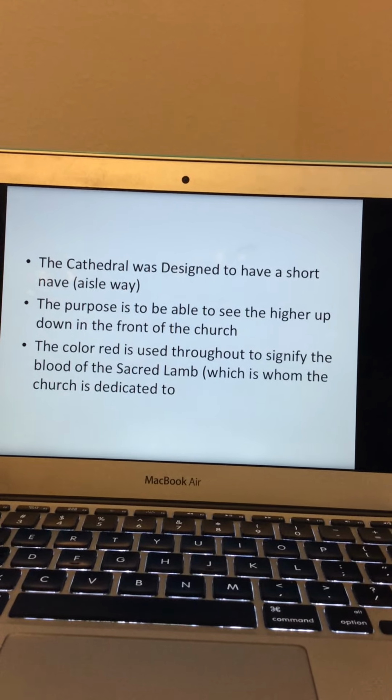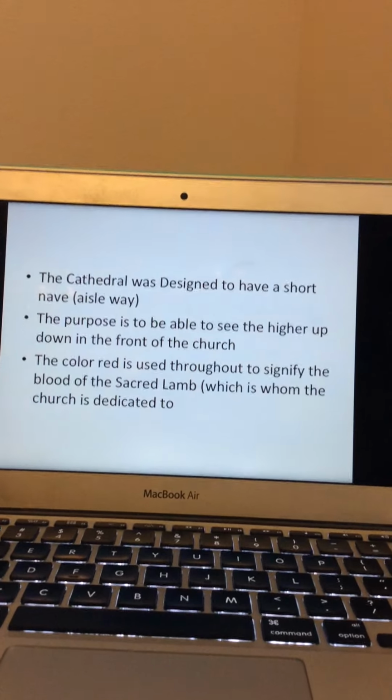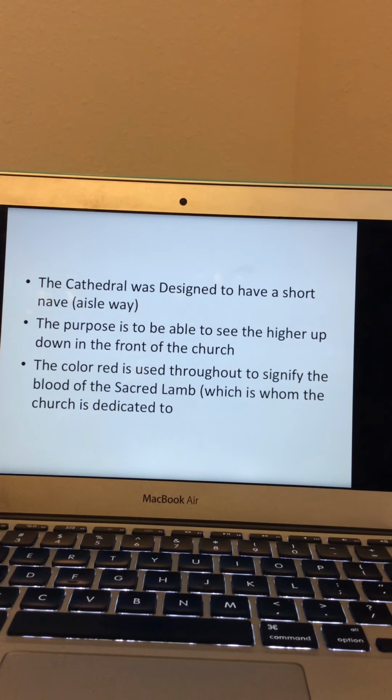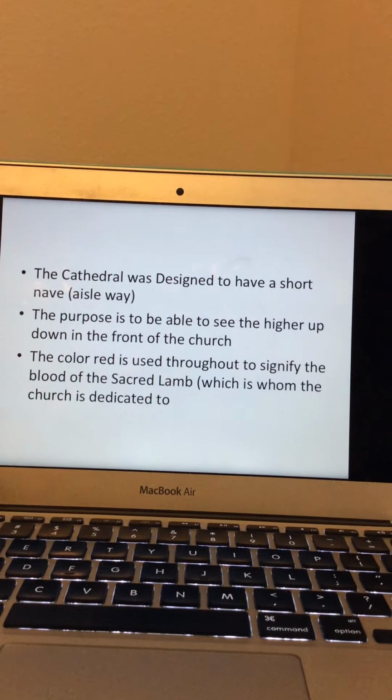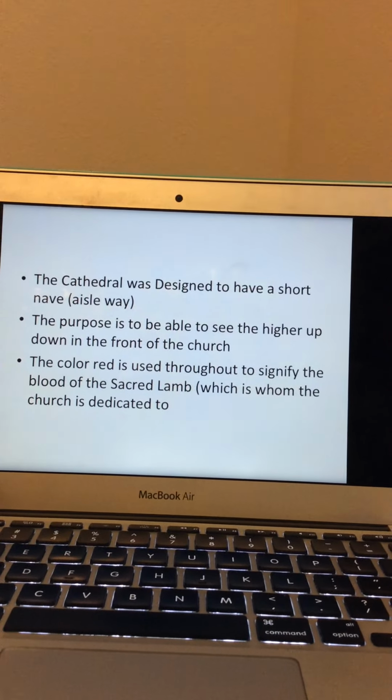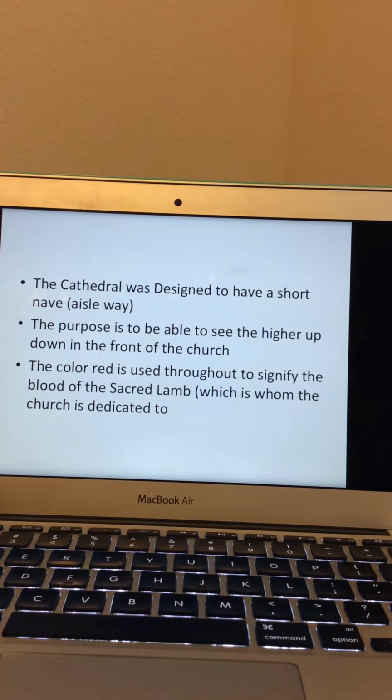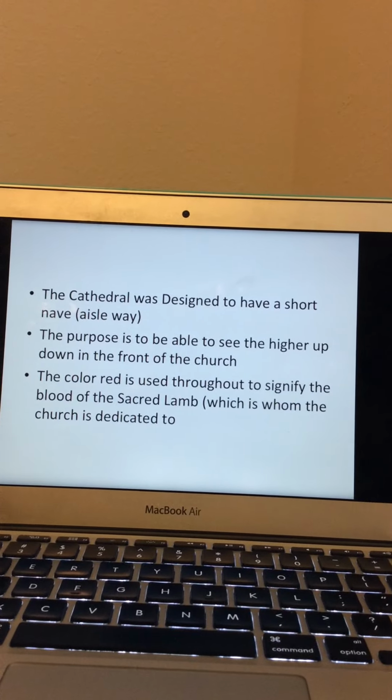The cathedral was designed to have a short nave aisleway, and the purpose is to be able to see the higher ups down in the front of the church as you walk in. The color red is used throughout, as I said before, to signify the blood of the sacred lamb, which the church is dedicated to.